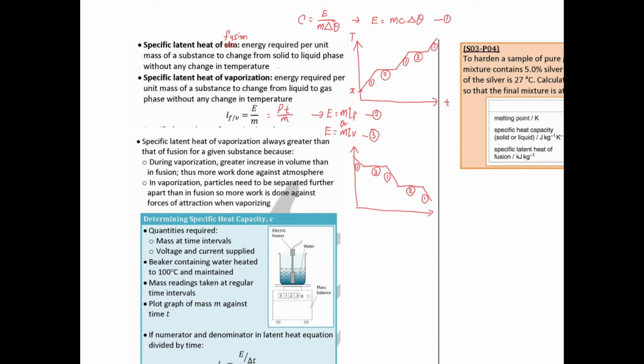So I hope you see some general concept. When there is a change in temperature, we use E equal to mc delta theta. If there is no change in temperature, we use ml fusion for melting and freezing, and we use ml vaporization for boiling and condensation. So you have to be careful with that. Okay, so let's move on first.